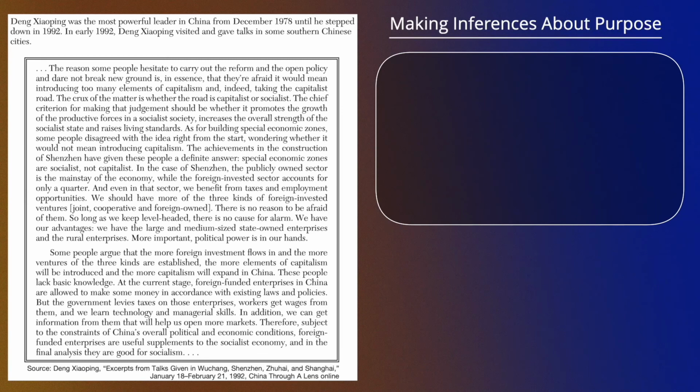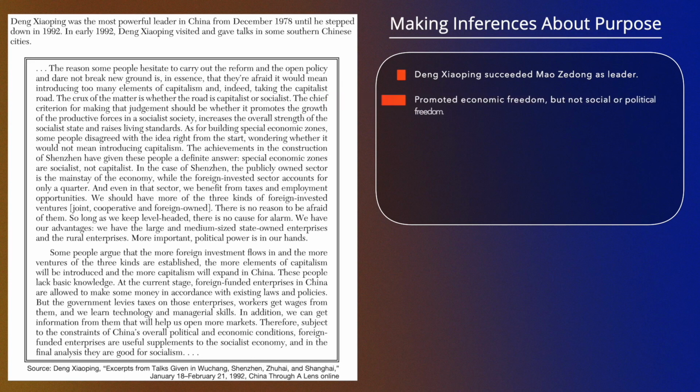So, before we read the document, we should brainstorm and write down anything we might recall about Deng Xiaoping and this time period in Chinese history. You might recall from your studies that Deng Xiaoping became the leader of China after the death of Mao Zedong. Deng is most remembered for promoting economic freedom in China, while at the same time continuing Mao's practice of limiting social and political freedom. For example, Deng allowed private businesses to open in China in an attempt to improve the Chinese economy after years of devastation under Mao Zedong.